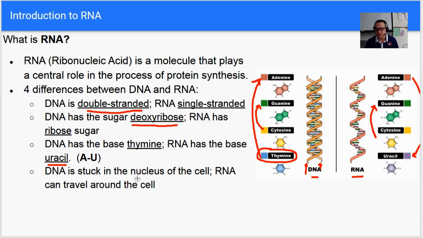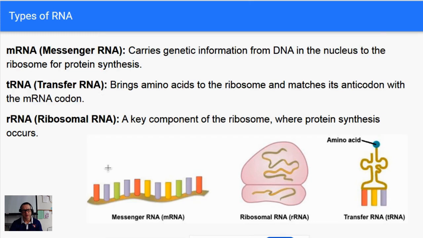DNA is stuck in the nucleus, and RNA can travel around the cell. That's why we need RNA. DNA has the code for making proteins that we need to make in our body in order to live. But the proteins aren't made inside the nucleus. They're made outside of the nucleus in the cytoplasm at ribosomes. So that's why DNA has to give that code to RNA. It can then leave the nucleus, head to a ribosome, and make the protein.